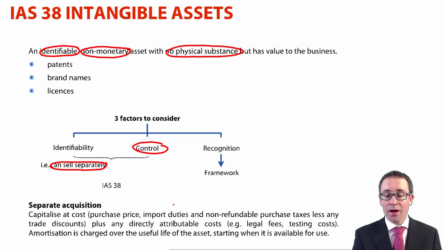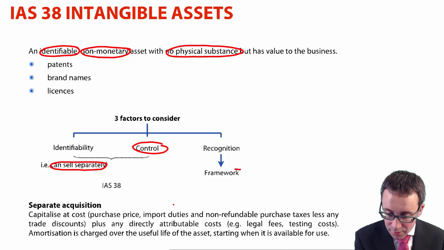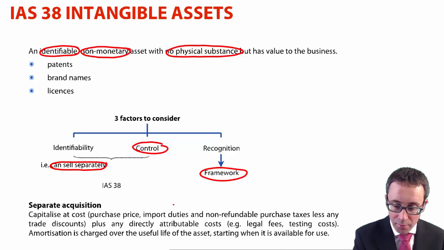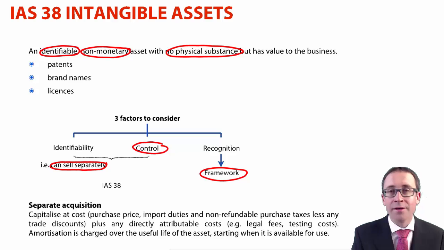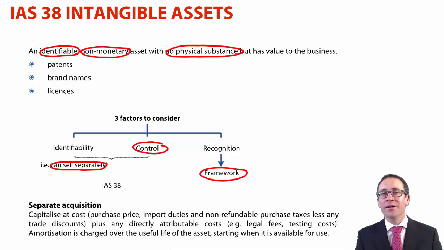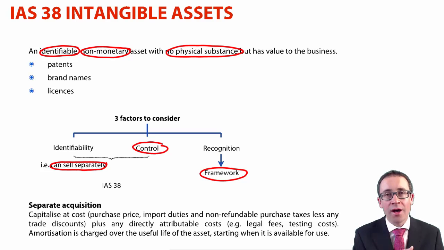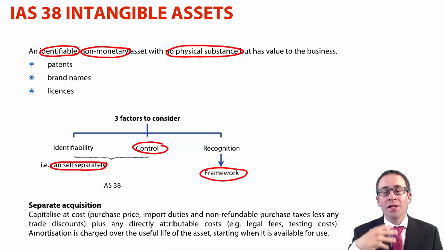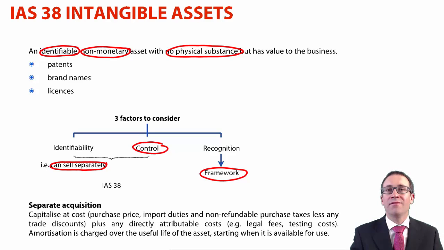The third and final bit of the factors to consider, I would say, is looking at the recognition criteria. And the recognition criteria comes from the framework, doesn't it? Okay. You can sense what's coming. What was the recognition criteria from the framework? Take a moment or two to think about it. We looked at it in one of the earlier chapters, didn't we? We said that we need to learn the definitions from the framework, the definitions of assets, liabilities, income, expenses, equity, I think was another one, wasn't it?